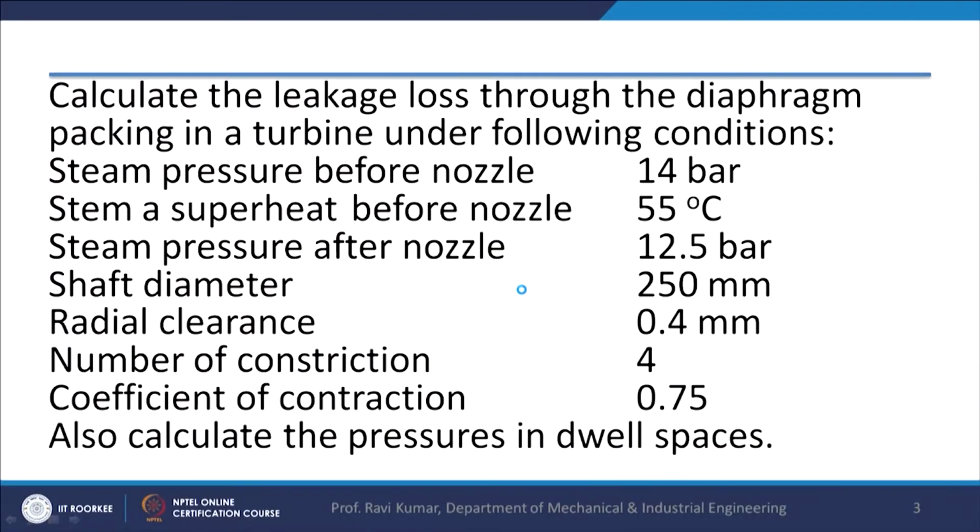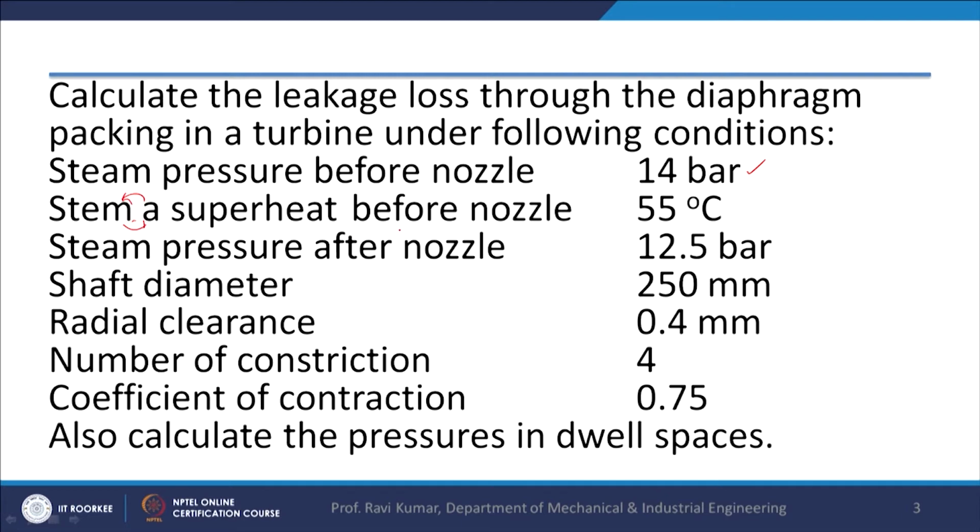So, the next numerical is about the leakage we have discussed in one of the lectures. The numericals here are not just to check your computational skill, but to give you an idea about the physical values, right. Now, suppose there is a numerical on leakage. Calculate the leakage loss through a diaphragm packing in a turbine under the following conditions. Steam pressure before the nozzle is 14 bar. Steam superheat.